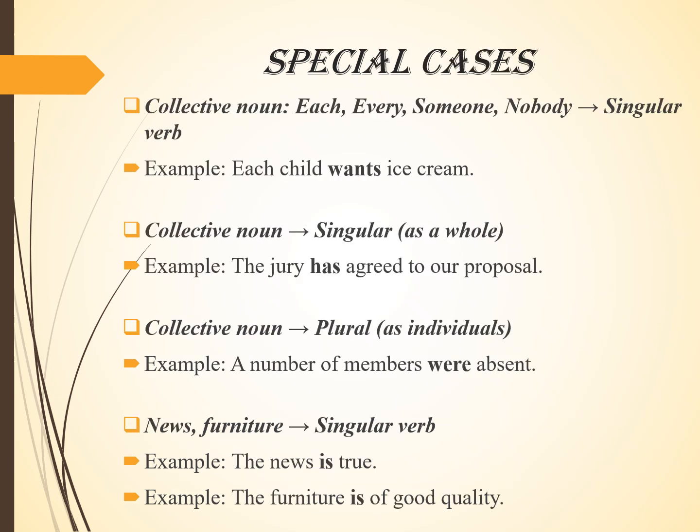If two or more singular subjects are preceded by "each," "every one of," "many a," "none," "nobody," "somebody," "either," or "neither," then the verb is singular. For example, each child wants an ice cream. A collective noun takes a singular verb when the collection is thought of as a whole. For example, the jury has agreed to our proposal.